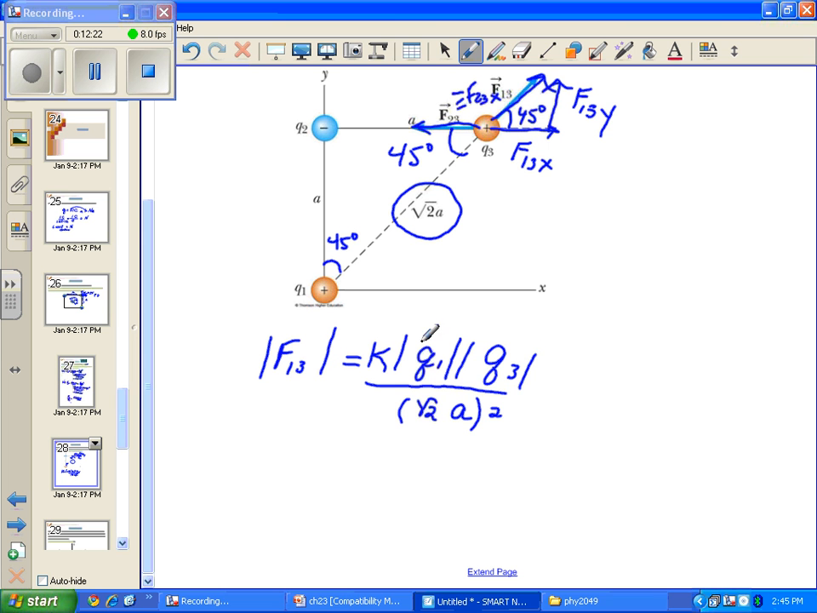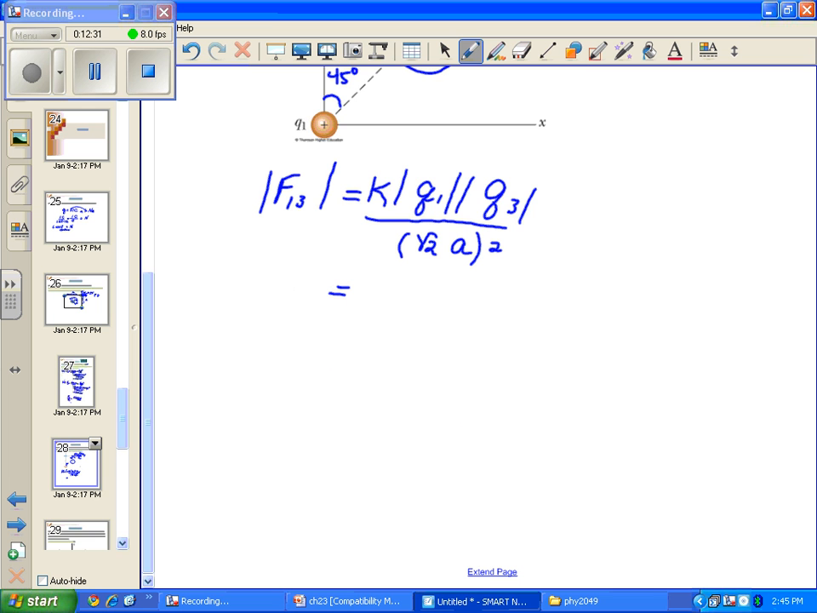Now that may be unnecessary in this case since they're both positive, but I'm stressing the point that when we are working with the magnitude of the force, we do not want to consider at all what the sign of the charge is. And this is very important because if either Q1 or Q3 was negative, you would not want to write it as a negative.